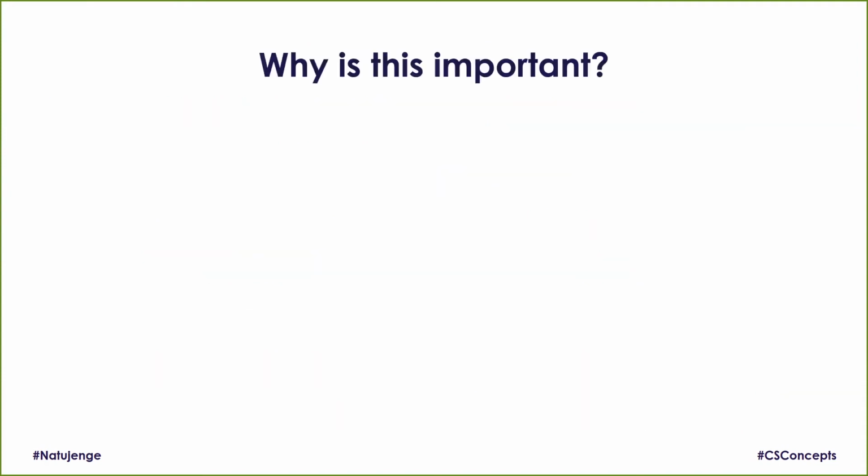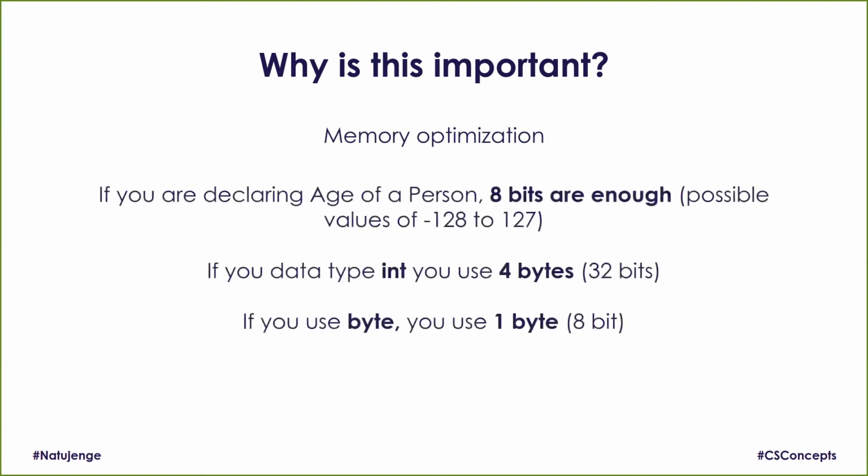Now, why are we learning data types and why are we learning about Big and Little Endian? The first thing is that when you learn about data types, you can do memory optimization. If you declare the age of a person, you can use 8-bit unsigned probably, or 8-bit, yes, to represent the age. And even if you use signed, which is -128 to 127, you probably have up to 127 years, which probably could cover the majority of the people, if not all.